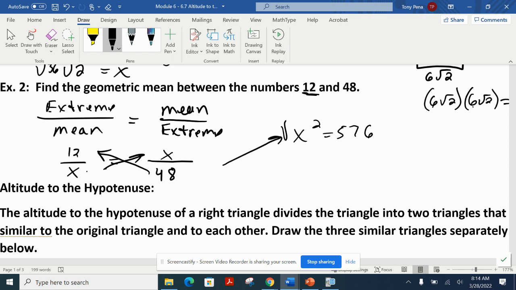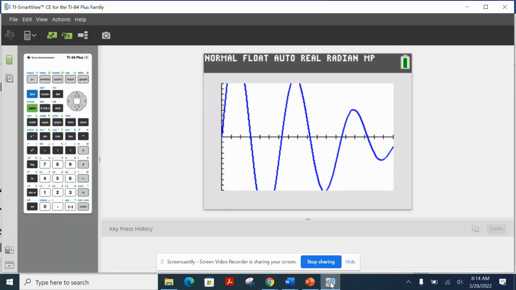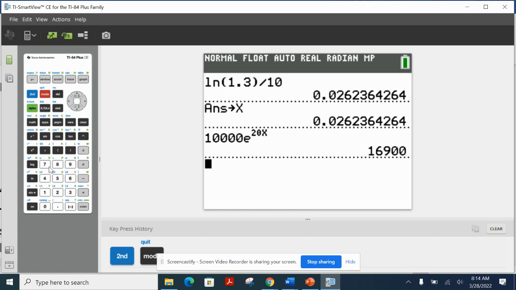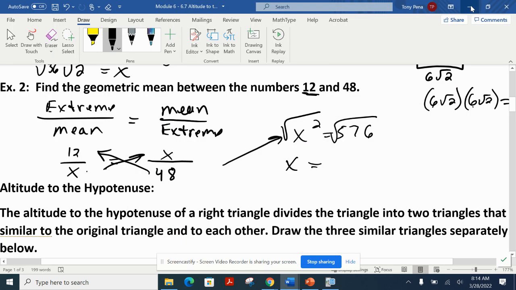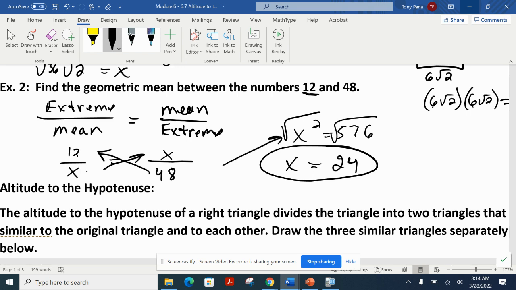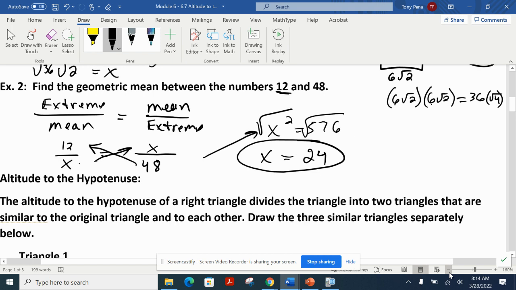The way we get rid of that squared is with a square root. So we take the square root of both sides. And then this one actually works out nicely because this is a perfect square. So I promise, if you plug that into your calculator, I'll show you just so you don't think I'm lying. Square root of 576 is a nice perfect square of 24. All right. So that would be the geometric mean. Okay. So it's not a typical average. You're not just adding those up and dividing by 2. Okay. But that's how we can set that up when we're talking about a geometric mean.